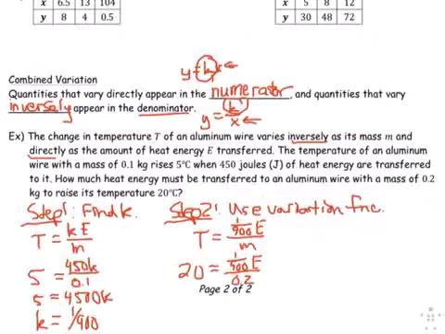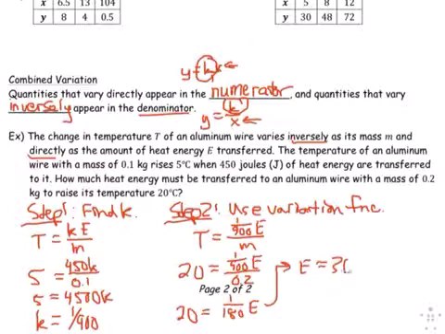Simplifying on the right-hand side, 0.2 is the same as 1/5. Dividing by a fraction, you multiply by the reciprocal. So 5 on 900 simplifies to 1 on 180. You could also just use a calculator. And when we multiply by the reciprocal, we find that the amount of heat energy in joules is going to be 3,600 to raise the wire 20 degrees Celsius when its mass is 0.2 kilograms.